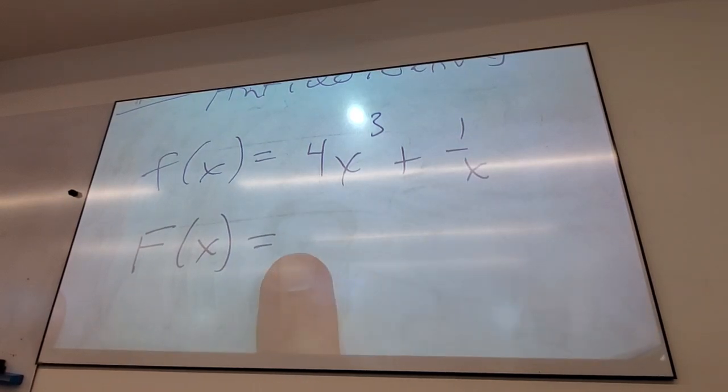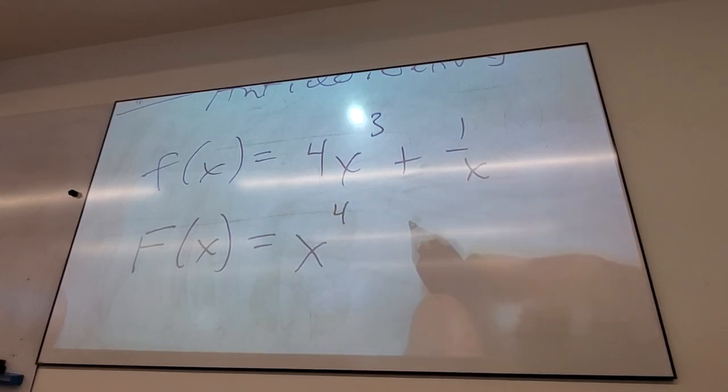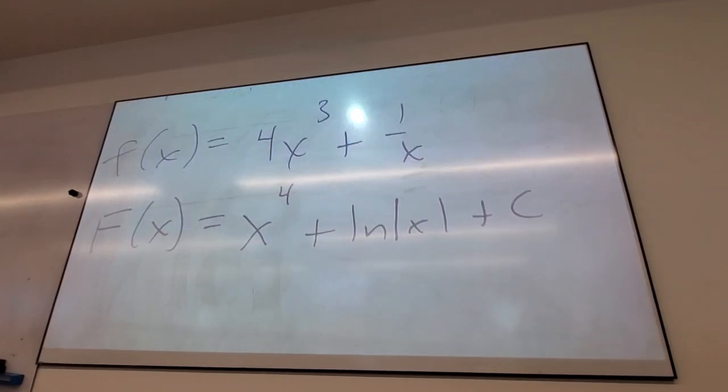So what would this be? X to the fourth. Good? X to the fourth, less natural log x, plus c. Natural log of what now? Absolute value x. Okay, good. I want to get you guys really used to that because it's going to save you in the future. You're going to have some cases where you have to plug negatives in, and if you don't have the absolute value, you're going to think it's not good, but it should be good.